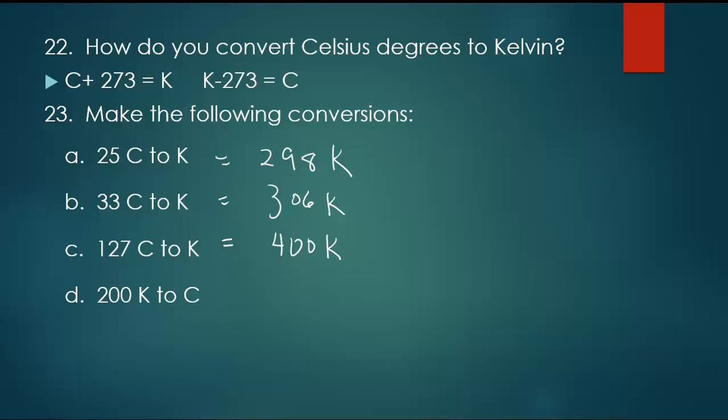200 Kelvin to Celsius. Did you try adding? No, you should not have added. You should subtract. 313 Kelvin to Celsius.